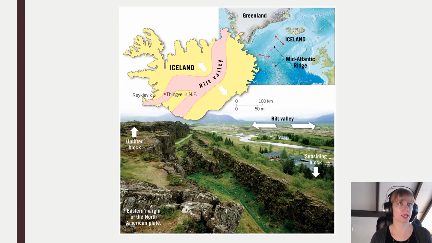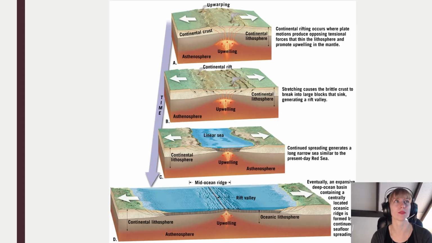So here's the example of the Icelandic boundary, and we can see that it's literally the mid-ocean ridge just goes right through it. Super neat. And the other one is the East African Rift, but I don't think I have one for that.